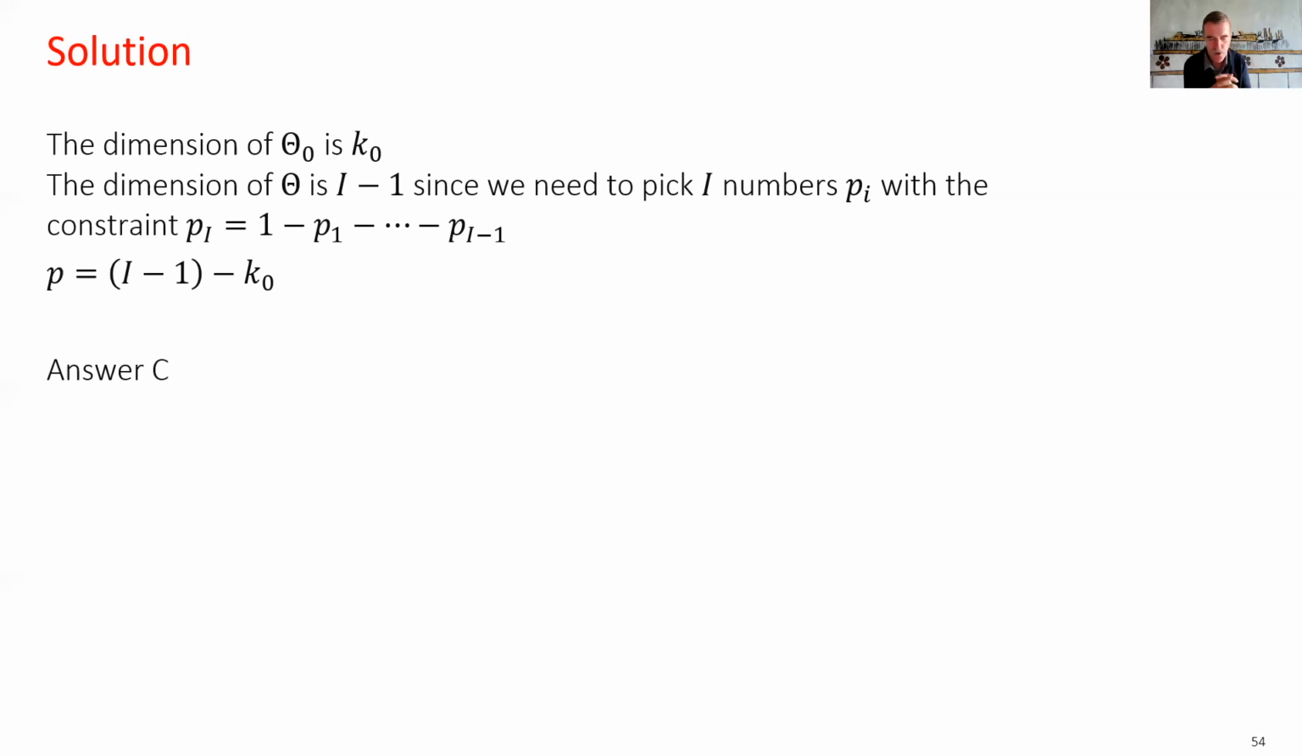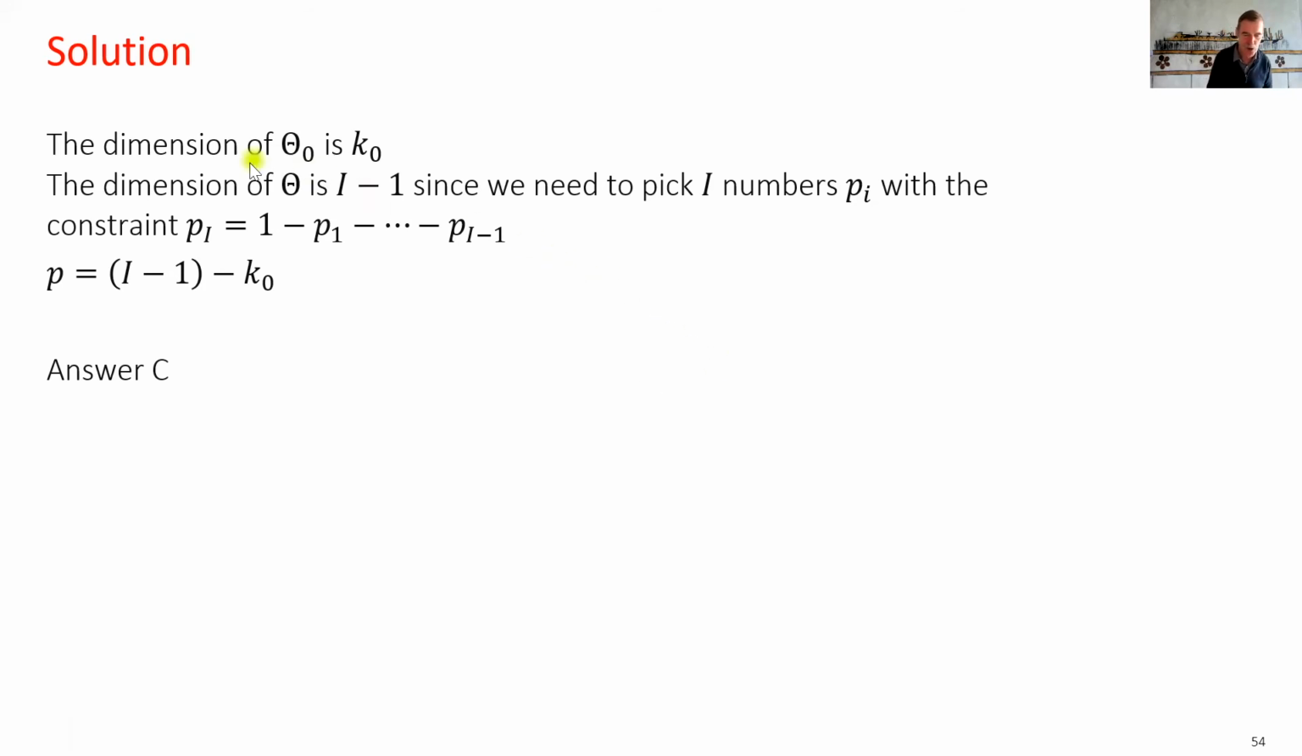So if I do that recursively, I see that for every parameter P, I have a free choice, except for the last one. When I have picked I minus one values, the last one is determined, so I have no choice here. So the number of degrees of freedom here is I minus one, and the number of degrees of freedom for the general model.